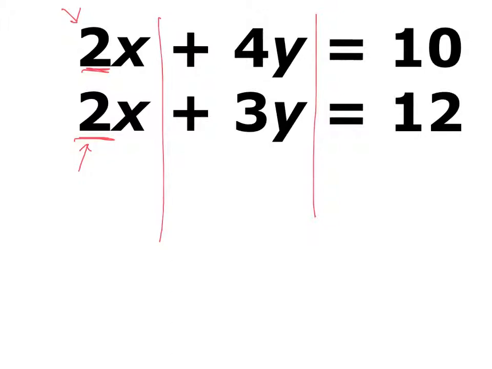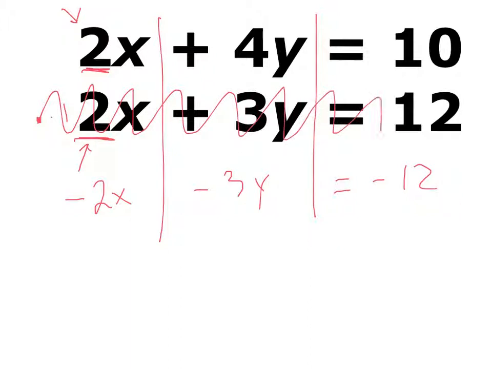So we're going to multiply this entire row by negative 1. So we're just going to change the sign on each of our terms here. So instead of 2x, we would have negative 2x. Instead of positive 3y, we'd have negative 3y. And instead of 12, we would have negative 12. Okay, so this row can now go away. We're not going to need it anymore.